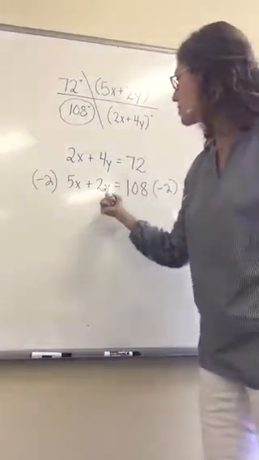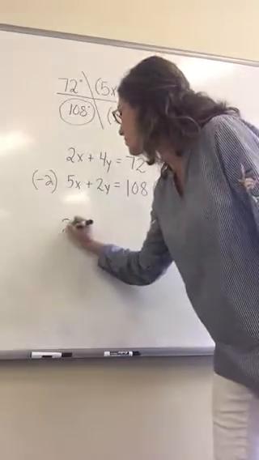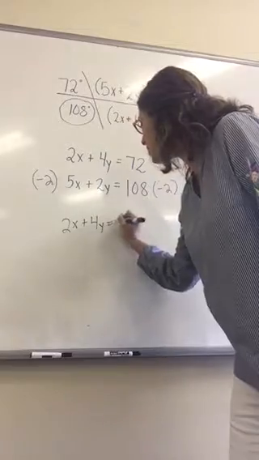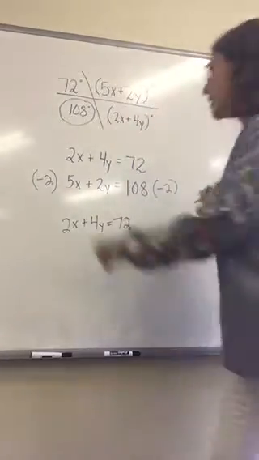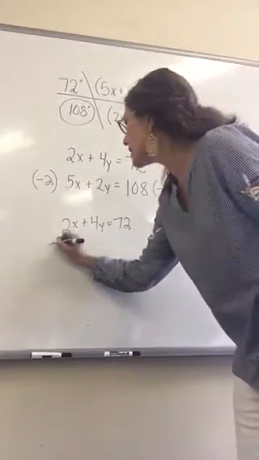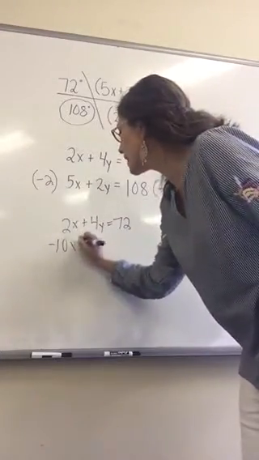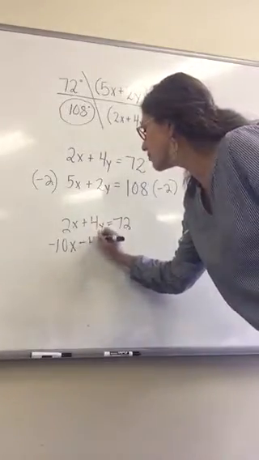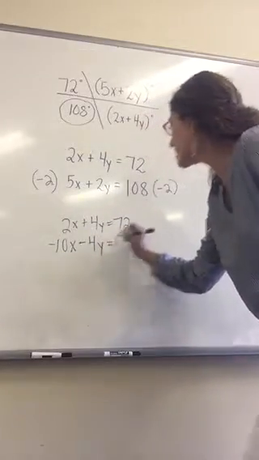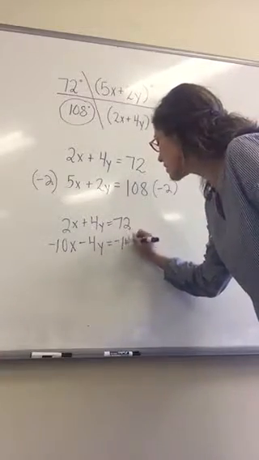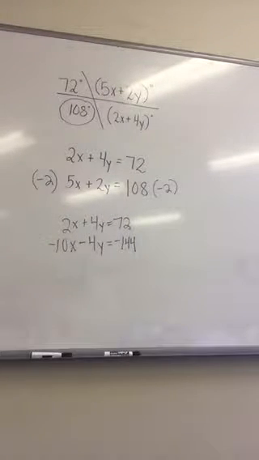All right, so now because I'm going to multiply this, I've got to rewrite this problem. So I'm going to have 2x plus 4y equals 72 as one of my equations. That's the top one. Now I'm going to do the bottom one. -2 times 5x is negative 10x. Negative 2 times 2y is negative 4y. And negative 2 times 72 is going to be negative 144. Let me make sure I'm on the right path with all of this.